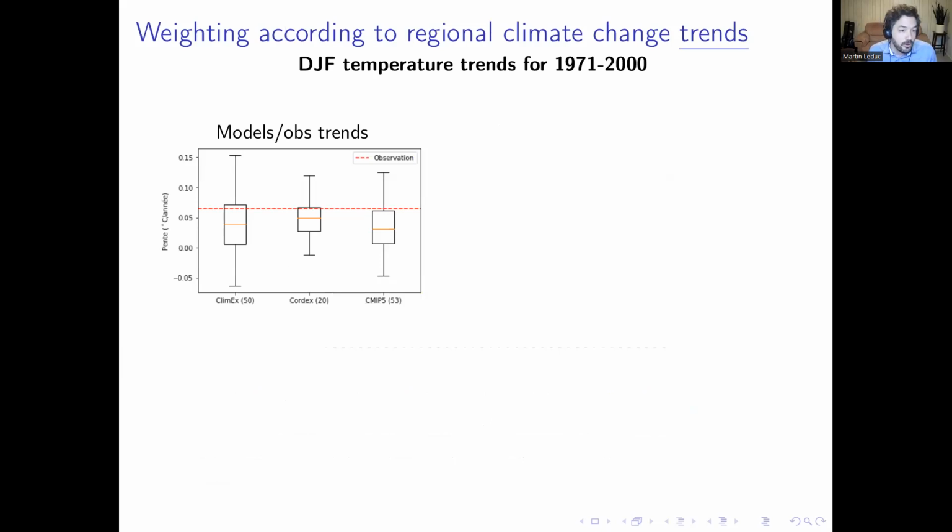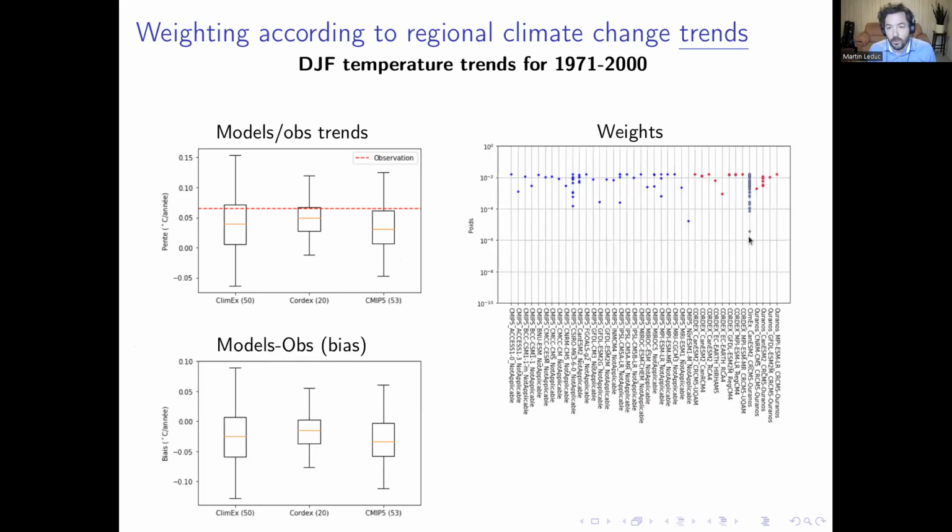If we look at the trends now over that domain, we have here a trend of about 0.6 degrees per decade in the observation, the red line. But you see now that estimating that trend from the 50 members gives a lot of uncertainty due to the internal variability, which is larger than the difference between models. So calculating those weights will also give some dominating models on the top.